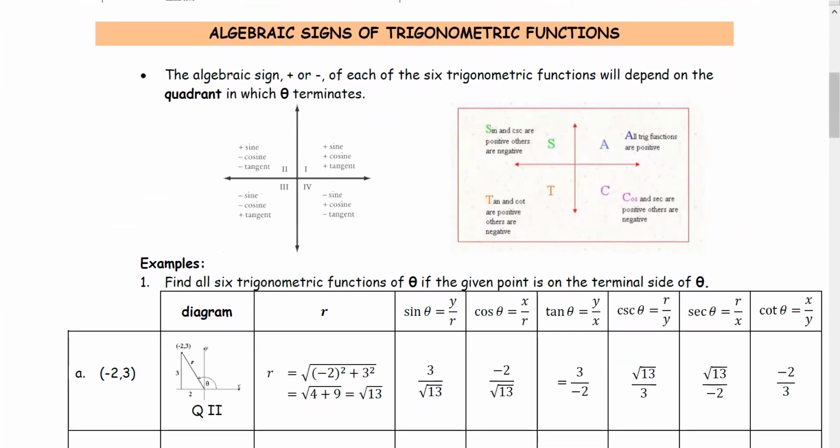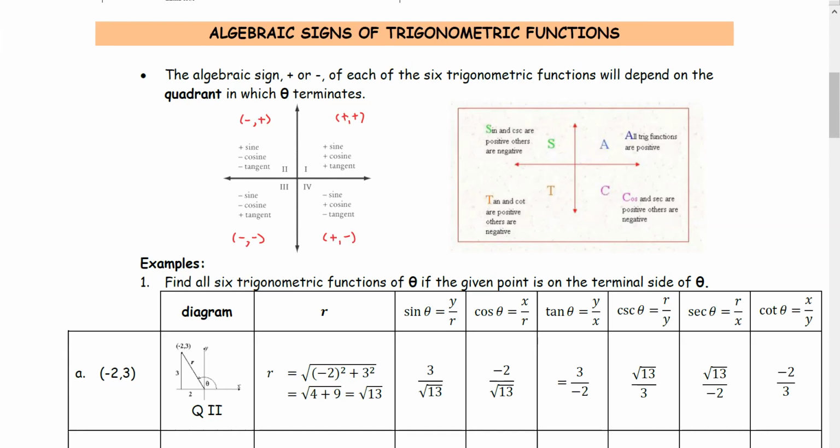Algebraic signs of trigonometric functions. Based on the xy plane, or the rectangular coordinate system, in the first quadrant, quadrant number 1, the ordered pair (x, y) will have a positive sign for both. The second quadrant, x less than 0, y greater than 0. In quadrant 3, x negative, y negative. In quadrant number 4, or the fourth quadrant, x positive, but y will be negative.